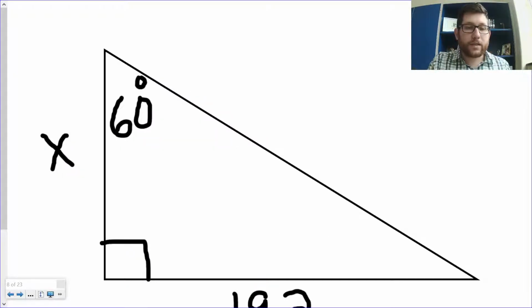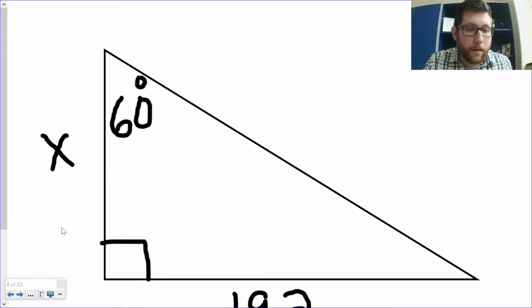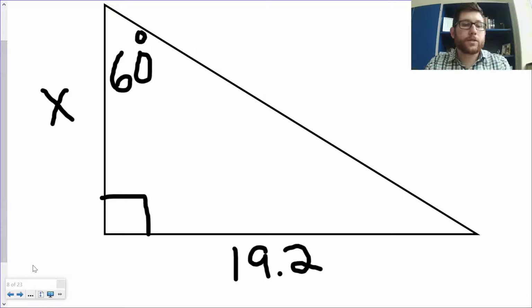All right, let's look at this next one. Let's scroll down so we can actually see what we're doing here. All right. In this case, let's go ahead and label our sides. Now I'll give you a hint.